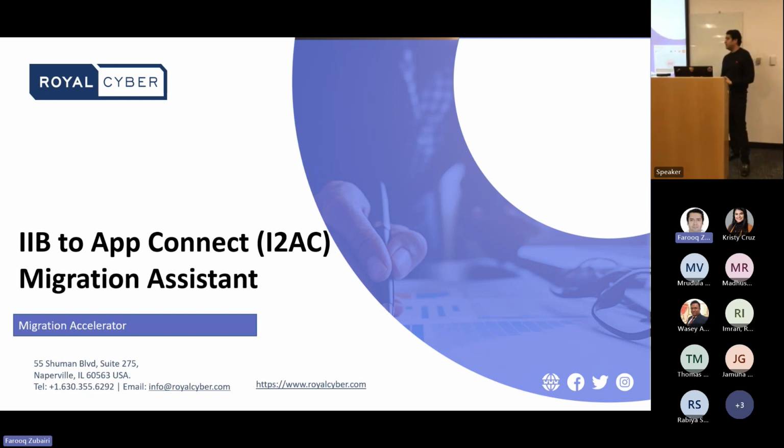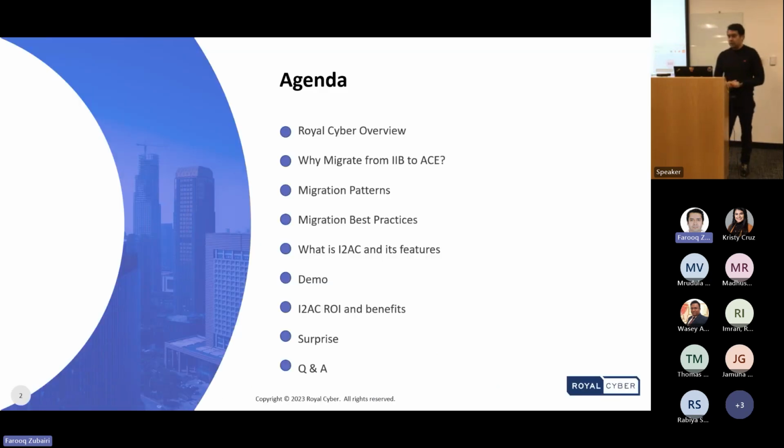This utility will help us do that migration in different patterns, whichever is suitable for our customers. So the agenda today is: we'll discuss why we need IIB to ACE migration, why it is needed, what patterns are available, what the best practices are, and what features we have. We'll see a couple of demos, and ROI and benefits at the end.